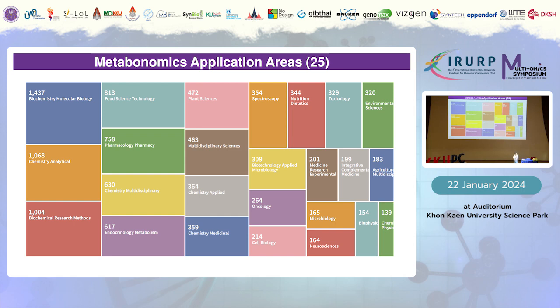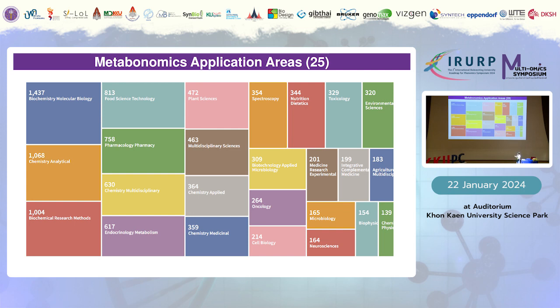Now I'm going to move on to applications. So we have developed so many different tools, and clearly since the birth of metabolomics, there is exponential growth of the application of metabolomics. So I checked, and now we have at least 25 different application areas. So clearly, I'm not expert in all these different areas.